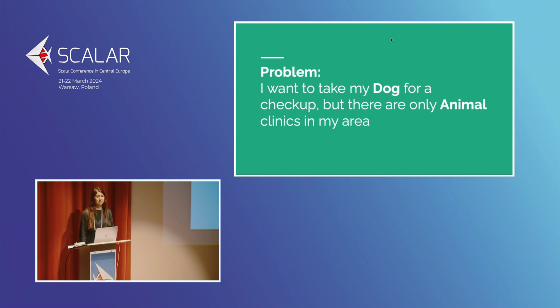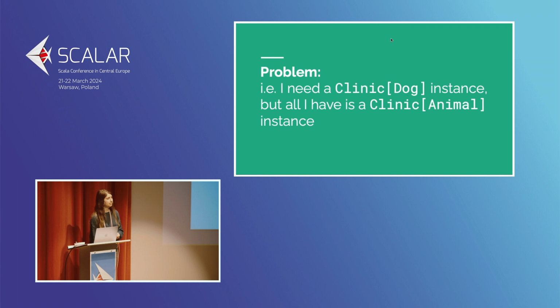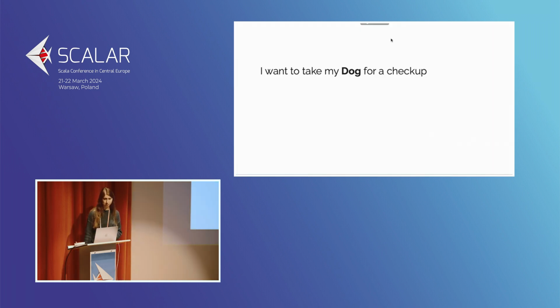Problem though, there are only animal clinics in my area, which in code we translate to something like this. So we just saw that my method requires an instance of clinic for the type dog, but all I've got is an instance of clinic for the type animal. And now we need to work out, first of all, does this even make sense? Can I do this sort of substitution? And if I can, how do I convince the compiler that this is sensible?